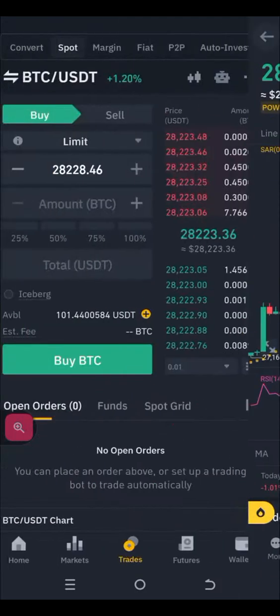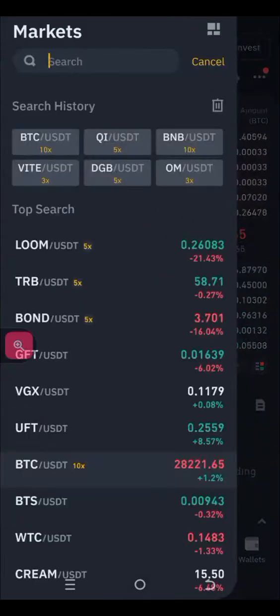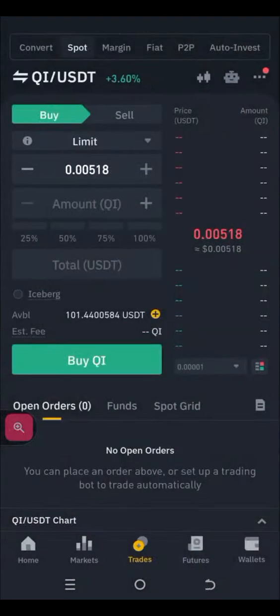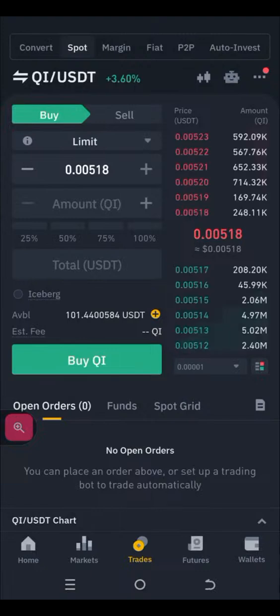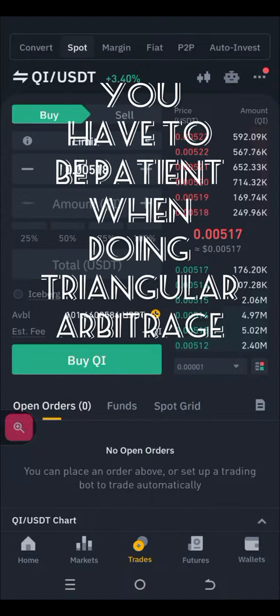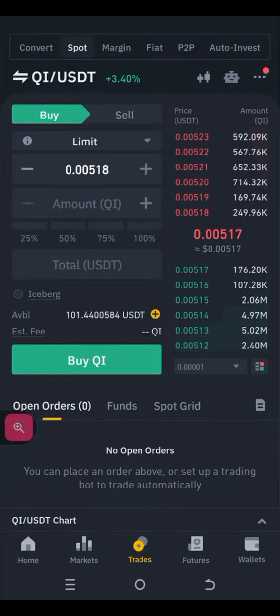It's actually about QI USDT, and that is our triangular arbitrage. And it's good. We were able to make money. Anyways, let me tell you something. If you're doing triangular arbitrage, you gotta be patient, because you never know when it's gonna come out.